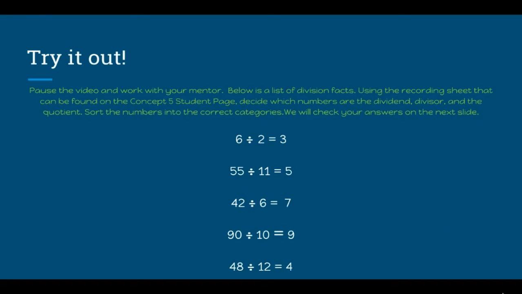So let's try it out. Pause the video and work with your mentor. Below is a list of division facts. Using the recording sheet that can be found on the Concept 5 student page, decide which numbers are the dividend, divisor, and the quotient. Sort the numbers into the correct categories. We will check your answers on the next slide. Good luck!